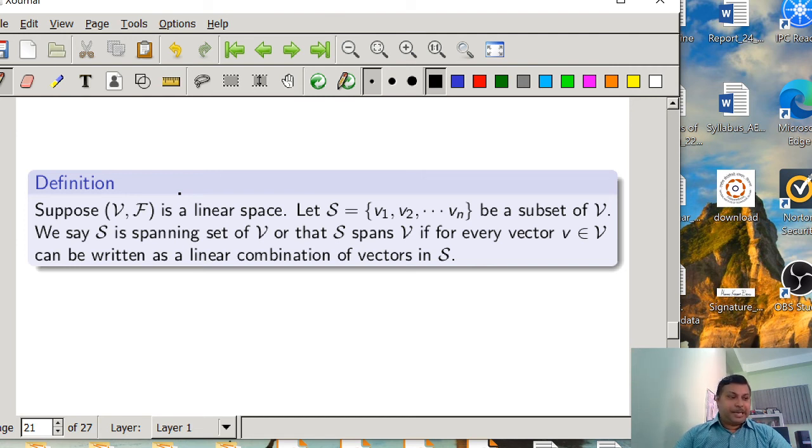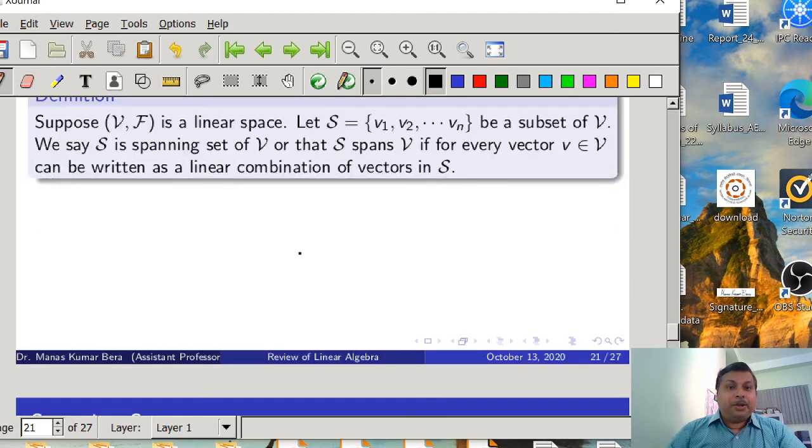Once again I am repeating: we say that S is the spanning set of V if, when you choose any vector v from the vector space V, we are able to write it as a linear combination of the vectors v1, v2, ..., vn of the subset S. Fine.